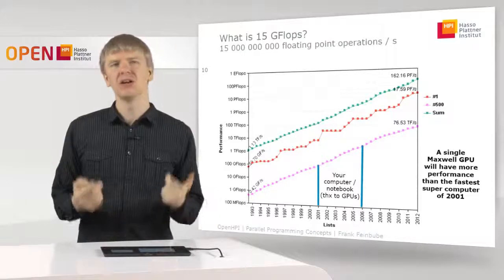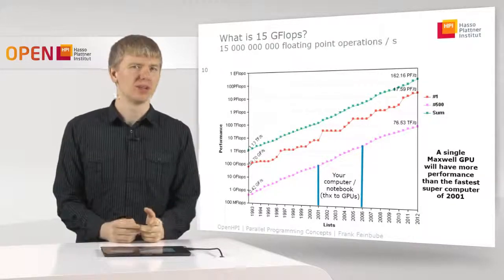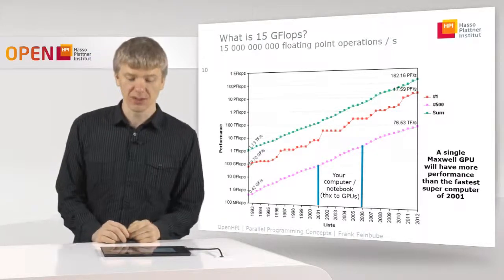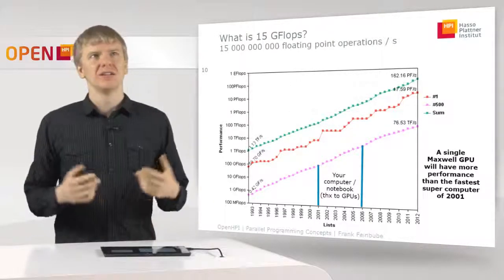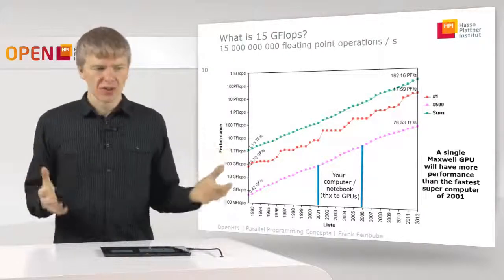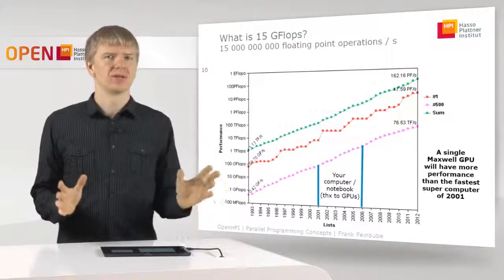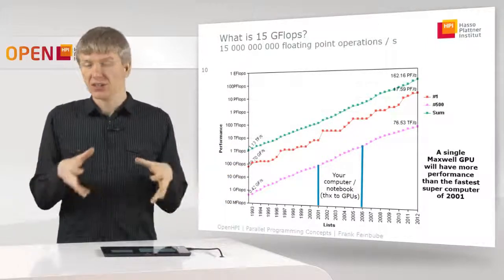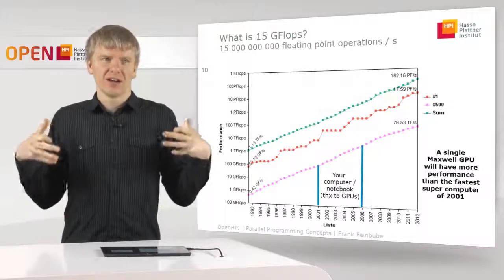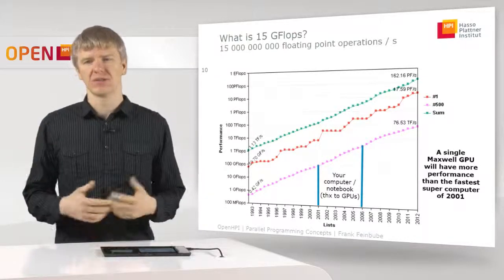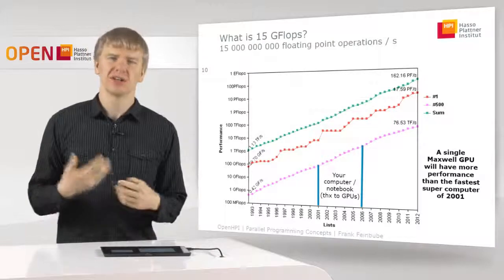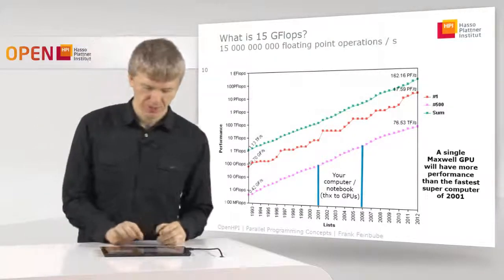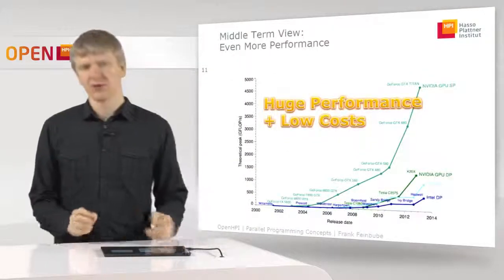But a Maxwell GPU would be number 1 in 2001, a single Maxwell GPU. So this is where we are today. And this is pretty amazing because 10 years ago, the simulation that you could do on the best computer in the world, or one of the best computers in the world, can now be done on your computer. So we have a great opportunity for running very realistic simulations, very realistic applications, doing a lot of number crunching in your computers. So in the short-term view, you have a lot of performance.